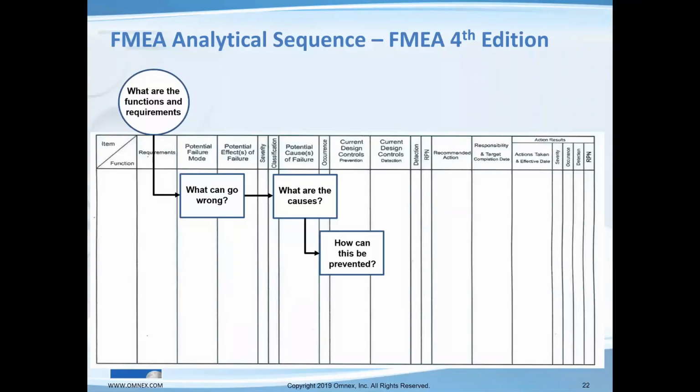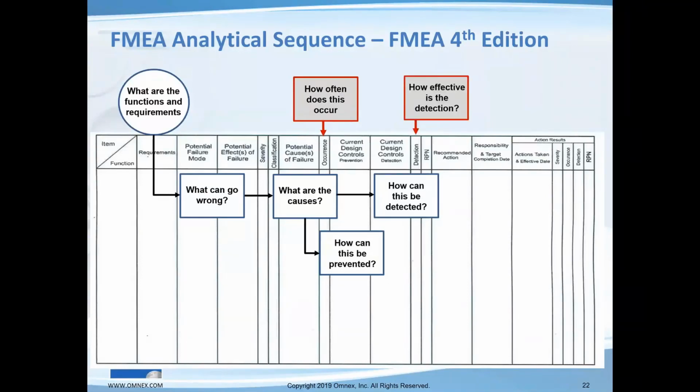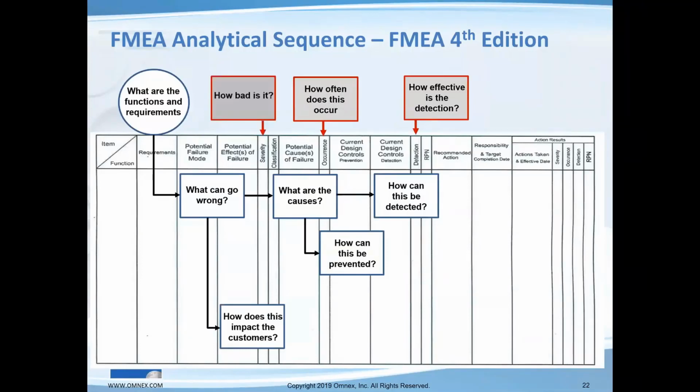All right. Once you came up with the causes, you said, how can this be prevented? And then you came up with the occurrence number, because occurrence is tied to prevention. And then how can this be detected? And we came up with the detection number. And then we went back, if you want to, you could do it right up front. How does this impact the customer? And you came up with the severity. And based on that, then, you came up with the risk or the RPN.